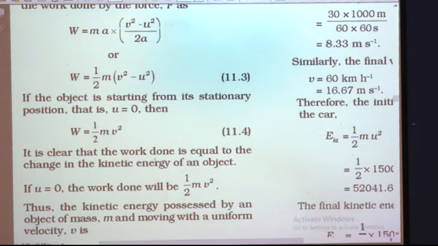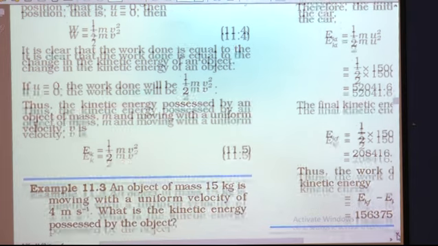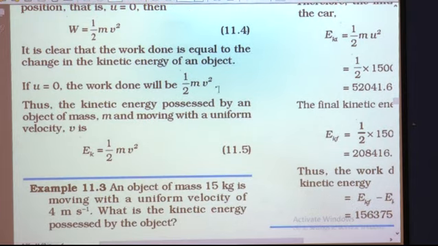It is clear that the work done is equal to the change in kinetic energy of an object. So, if u is equal to 0, then work done is half mv square. So, thus kinetic energy possessed by an object of mass m and moving with uniform velocity v is half mv square. You know that work done is nothing but the energy possessed because of motion. So, kinetic energy is expressed as Ek. So, Ek is equal to half mv square.